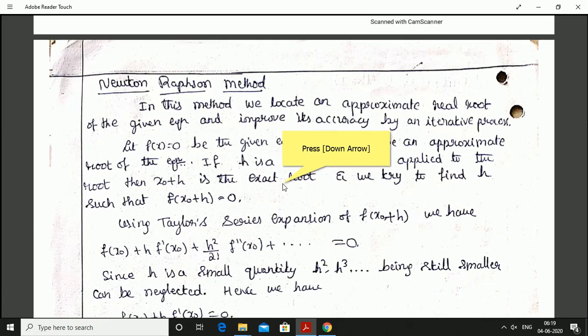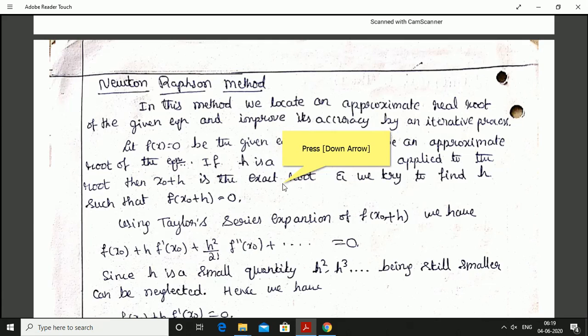And in this topic, we are discussing two methods. One is the Newton-Raphson method and another is the regula-falsi method. Newton-Raphson method is an iterative process. In this method, we are locating an approximate real root of the given equation and improve its accuracy by an iterative process. Hence, this is the iterative method.